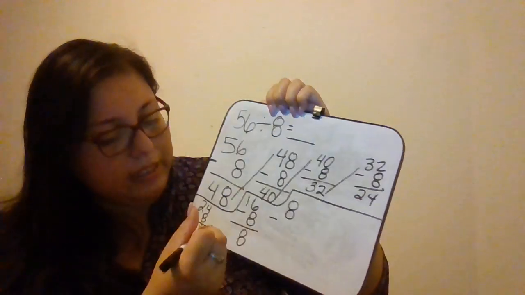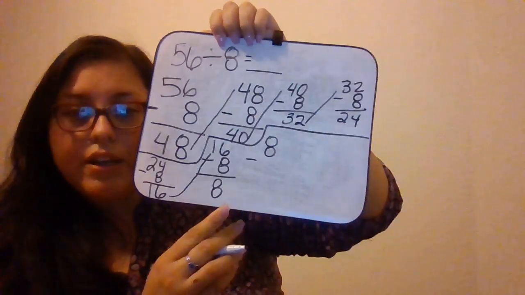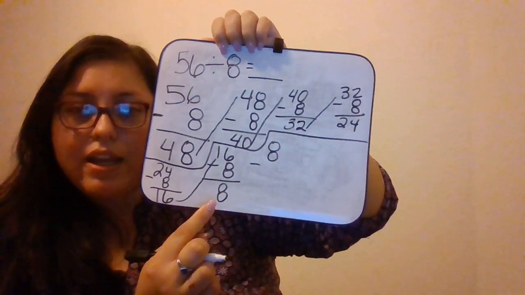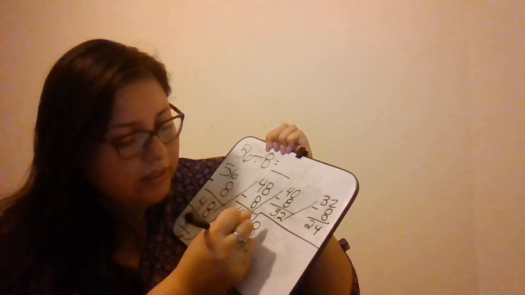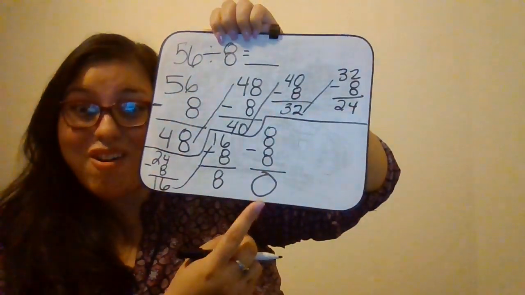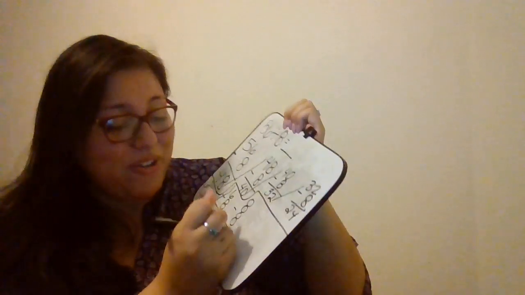16 minus 8, the 16 goes up here. 16 minus 8 equals 8. And 8 minus 8 equals 0. That's what I want. I want the 0. Yay, star. I got 0.